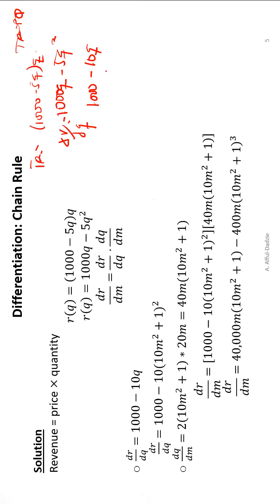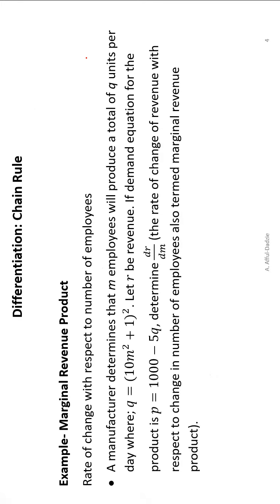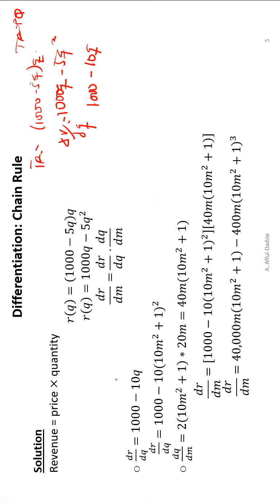Okay, perfect. Now, the only thing is we already have the Q that has been redefined here in this expression. Q is defined as this. So wherever you see Q in our function, you substitute Q with that expression, (10m squared plus 1) whole squared. Okay, so our marginal revenue function is this.